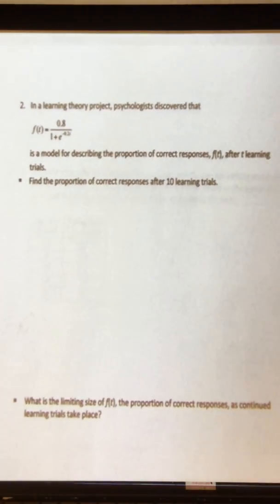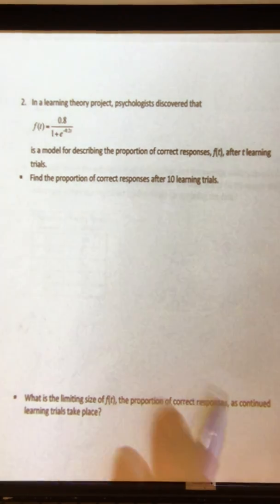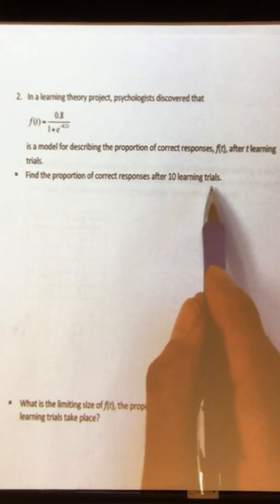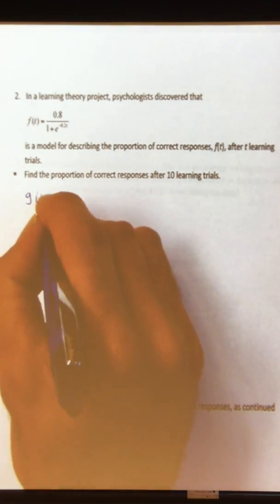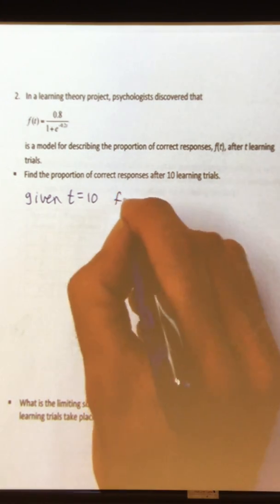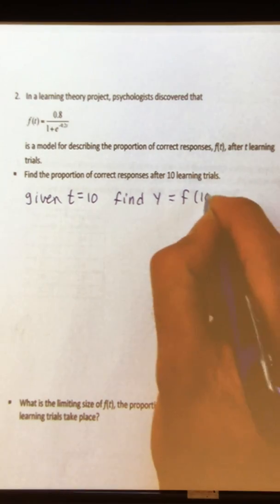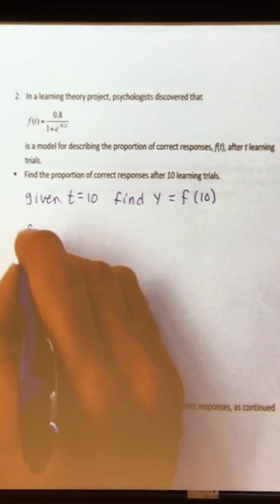This is a logistic model, and we're asked to find the proportion of correct responses after 10 learning trials, where t is the number of learning trials. So here we are given t being 10 and asked to find the y value, which is the functional value after 10 learning trials. So this is direct substitution into the function.